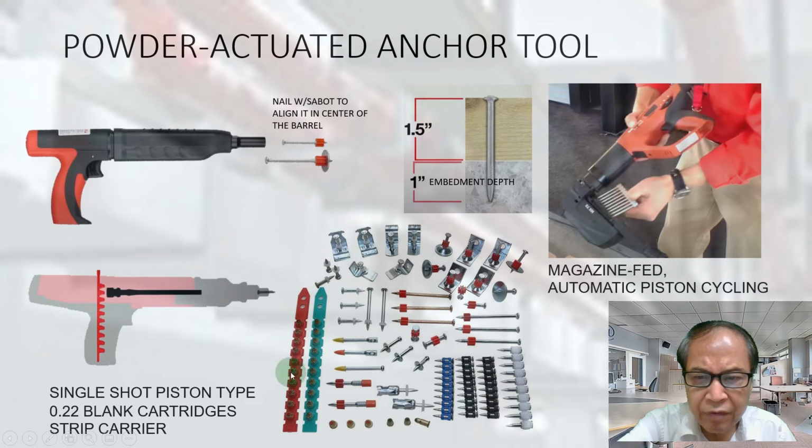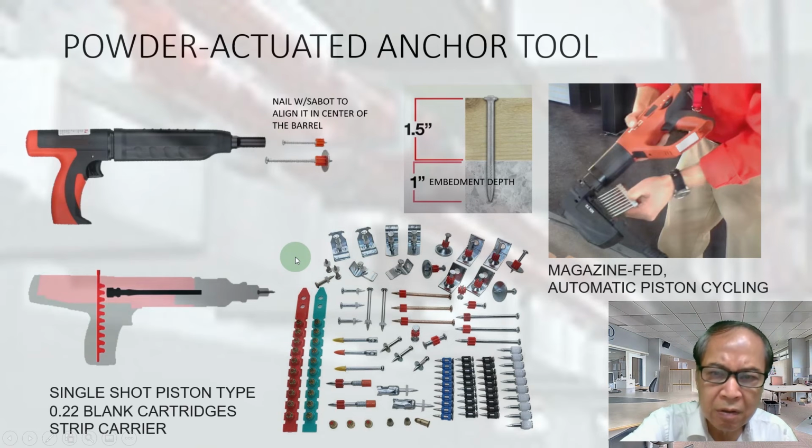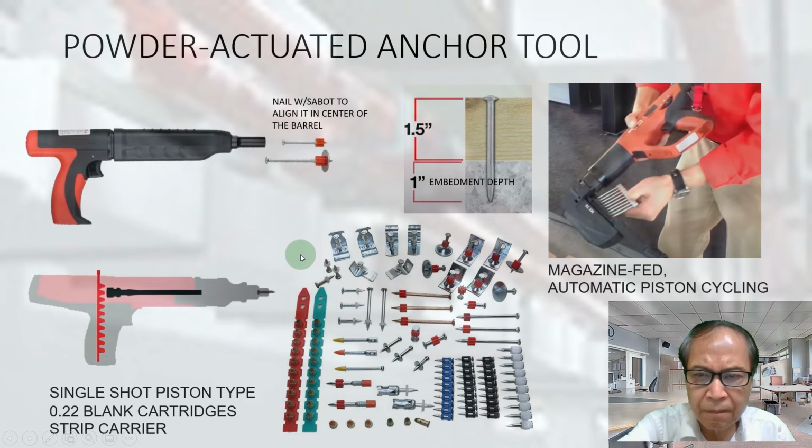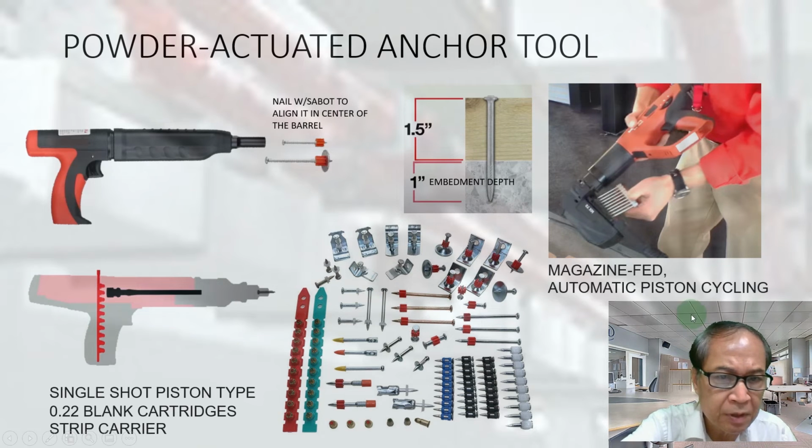You see this red color. This means it's mostly common for concrete. It's 200 meters per second. The speed, the barrel speed, the nail speed. It's slow. Mostly we are not permitted to use a higher speed because it's dangerous. Maybe it goes through the concrete and will hit somebody behind. So it's not permitted. This is a magazine fed automatic piston cycling gun.